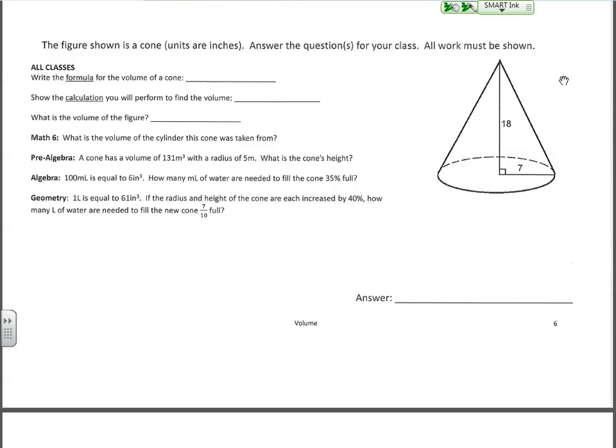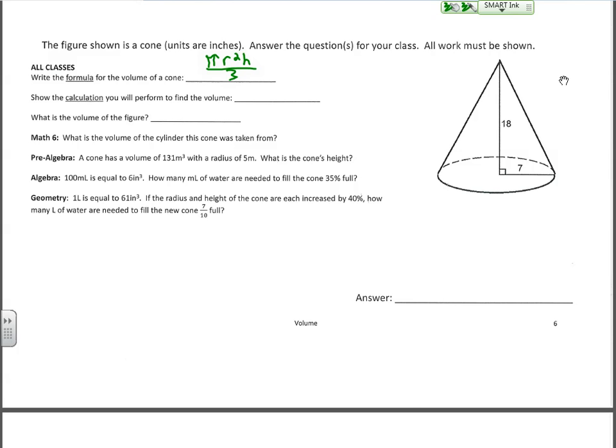If you were to cut a cone and remove a cone from a cylinder, the volume of that cone is going to be 1/3 the volume of the cylinder it came from. So if you remember the formula for the volume of a cylinder, which is pi times the radius squared times the height, the volume of a cone is just going to be that divided by 3. Let me rewrite this so it's a little bit cleaner. Pi times the radius squared times the height, there's your cylinder. Divide that by 3, and you have the volume of your cone.